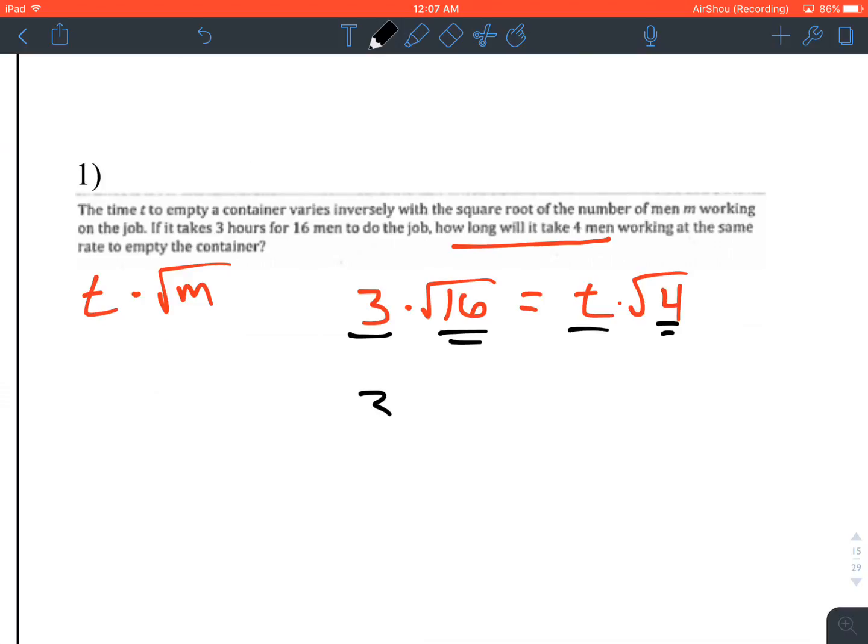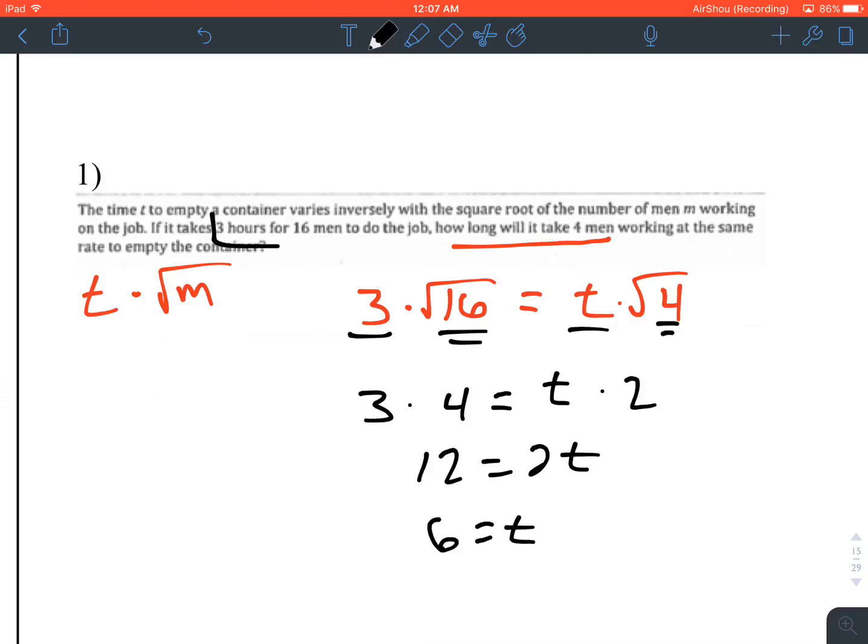Simplifying this, the square root of 16 is 4. The square root of 4 is 2. This is 12 equals 2t. Divide both sides by 2, and you get t is 6. t is measured in hours, so it would take 6 hours for 4 men to do the same job. That's right. So it takes 3 hours for 16 men to do the job. It's going to take 4 men working at the same rate 6 hours to do it.